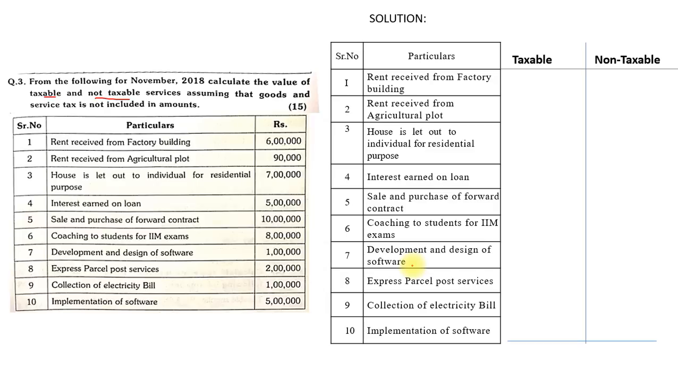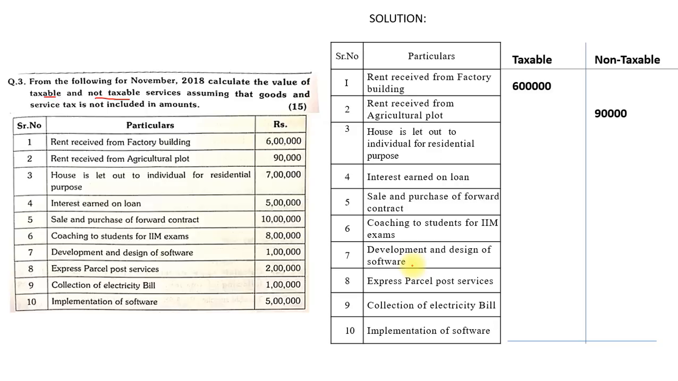Now, number one, rent received from factory building. Remember, if you're getting rent from a factory building, it is taxable because a factory is commercial. Commercial will always be taxable, so we just put the amount in the taxable column. Rent received from agricultural plot: agriculture doesn't come under the purview, it is exempted, so non-taxable.